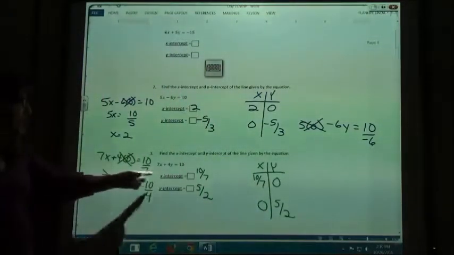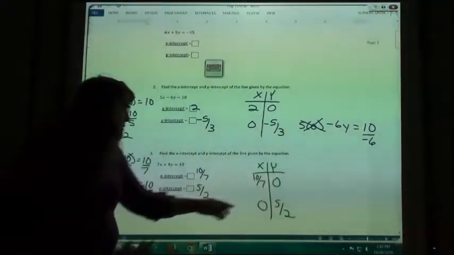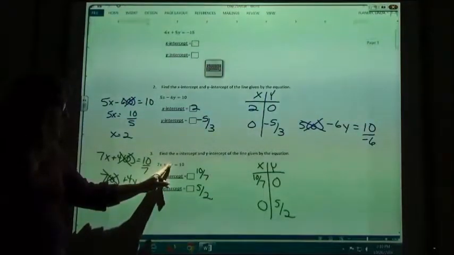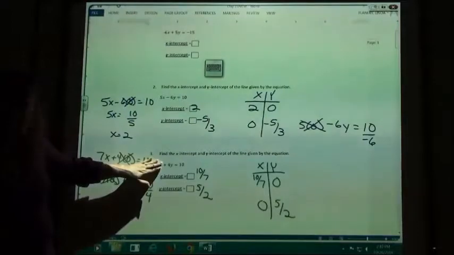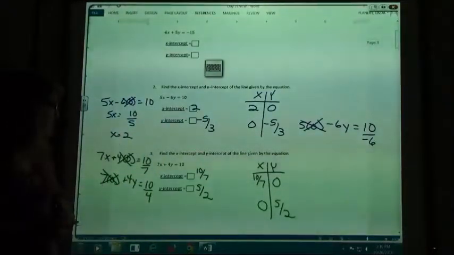So for your x-intercept, y is 0, which gets rid of the y term. For my y-intercept, x is 0, which gets rid of the x term, and then I just divide to solve.